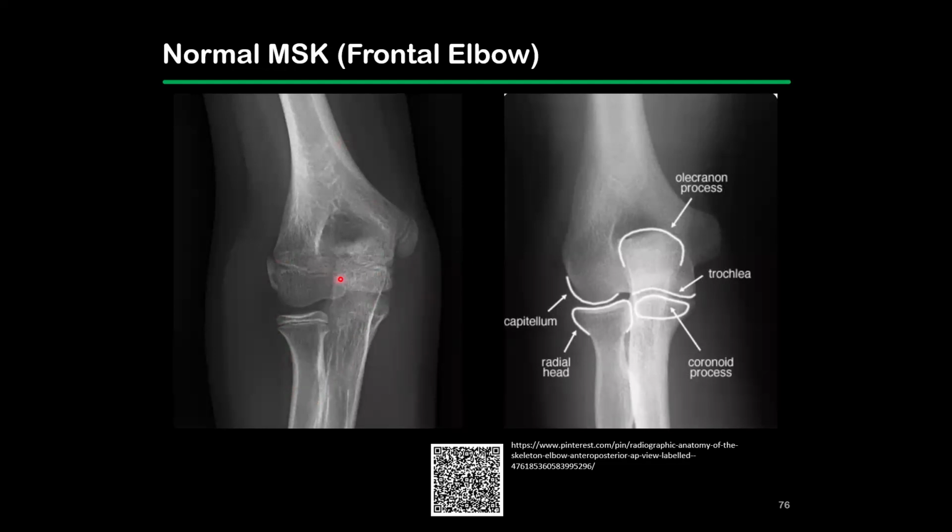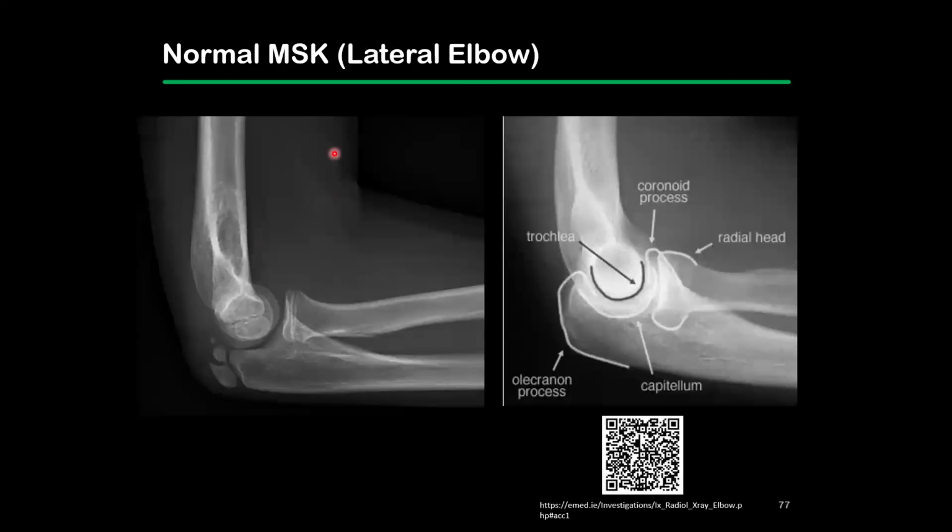We also, in the elbow, are looking more for the ossification centers, which are labeled here. So here's the capitellum, radial head. This is the trochlea. This is the lateral epicondyle and the medial epicondyle, and the olecranon's kind of superimposed back here. And then if we go on to our other view, this is our lateral view.